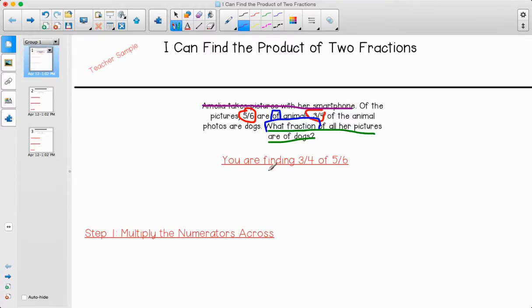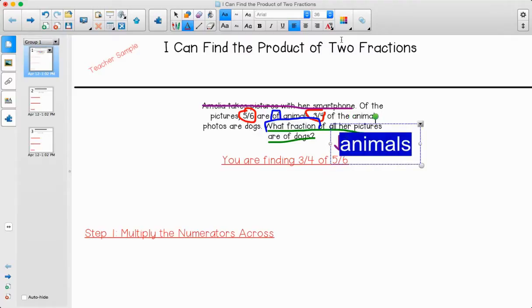So I have a little note here that says you are finding 3/4 of 5/6. So your fraction is 5/6. The total amount of animal pictures that she has are 5/6. So 5/6 of the portion of her pictures on her phone are of animals. Okay, so I'm going to label that animals. So 5/6 of her pictures are of animals.